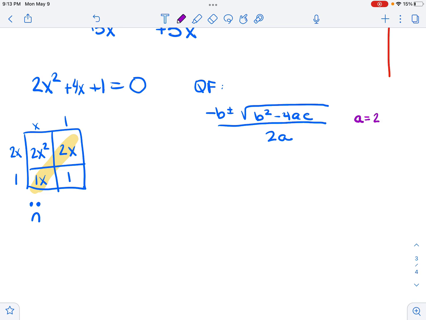And I always do this kind of labeling thing just so it's easier to find. B is the number in front of x. And C is the number all alone. All right, so here's your A. This is your B. And that's your C. And all I'm going to do now is do some replacing. So this is the opposite of B. So the B that I have right now is 4. So what I'm going to write down is the opposite of 4, which is -4.